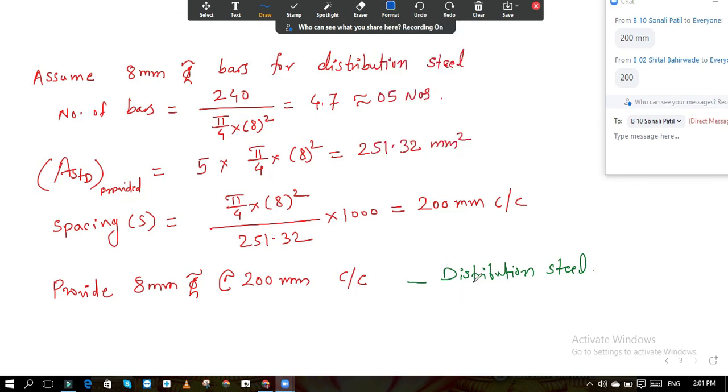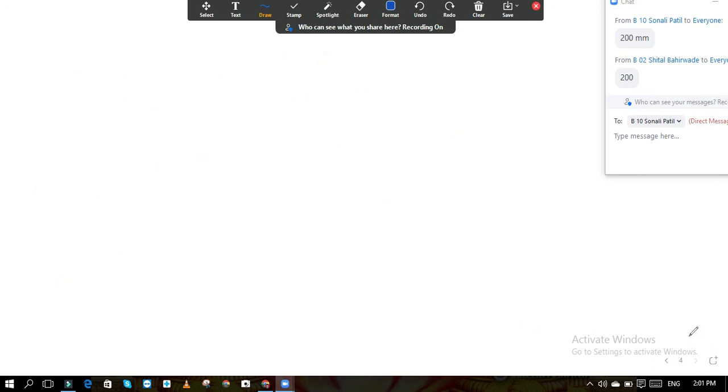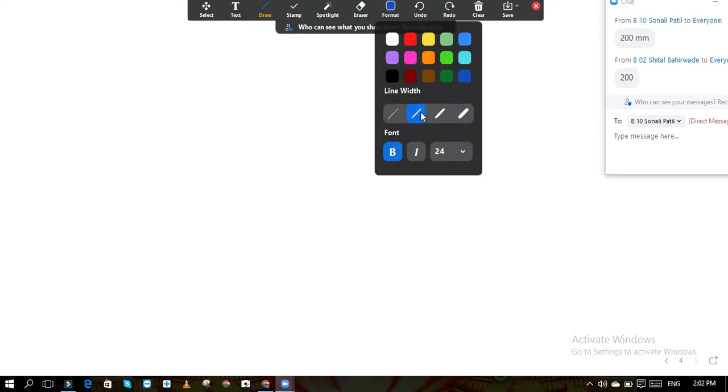Okay, so now the last part of the numerical is remaining, that is the reinforcement detail. We will draw the reinforcement details for both the flights. We will draw the sectional elevation. So you can copy me. I will start drawing.